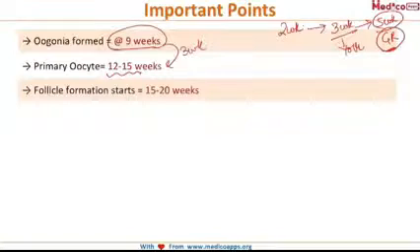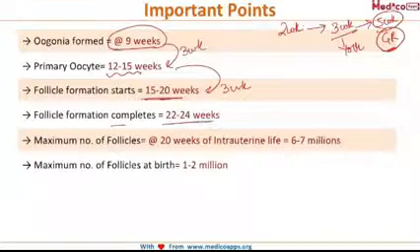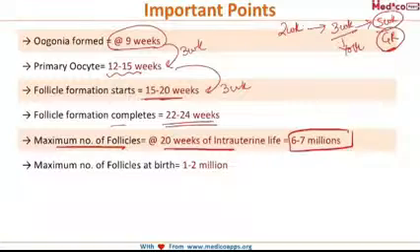Then after 3 weeks, the follicle formation starts, that is around 15 to 20 weeks. Then the follicle formation completes by 22 to 24 weeks. Then again, the maximum number of follicles are formed at 20 weeks of intrauterine life, and that is 6 to 7 million. Again, a very favorite question.